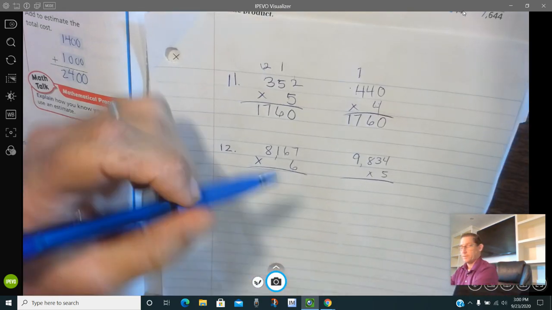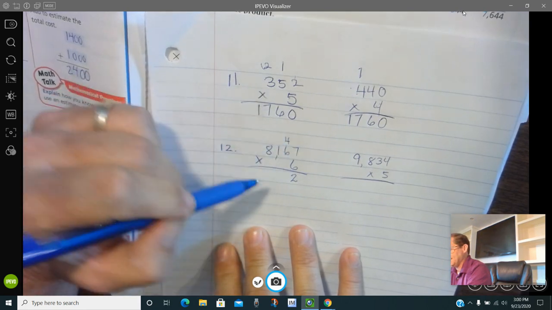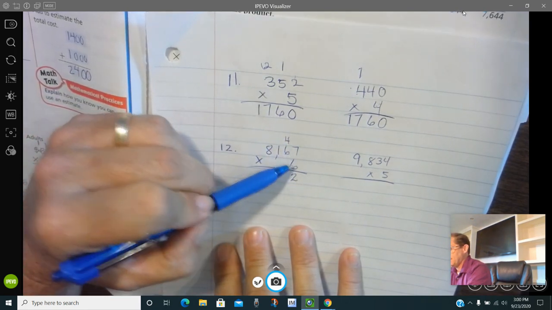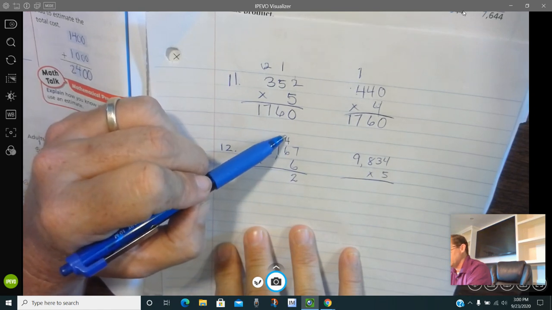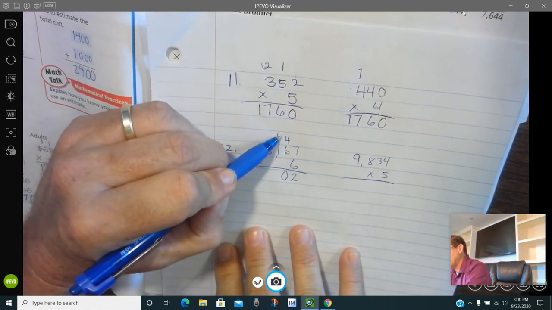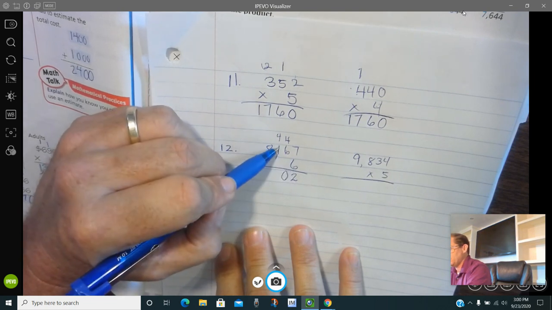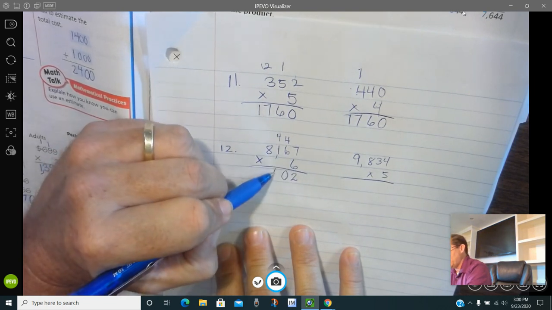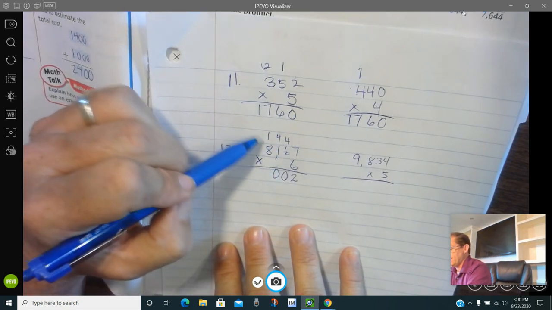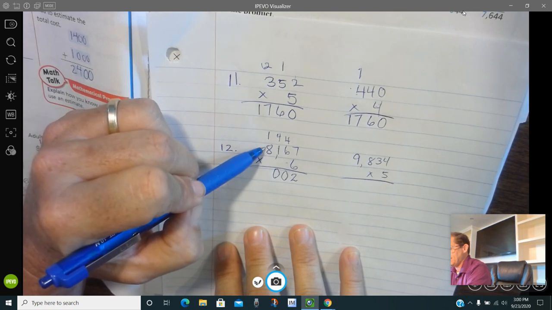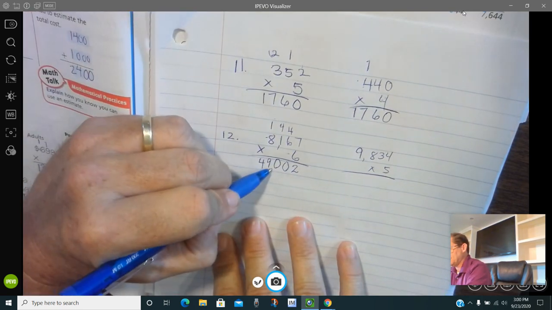Okay, so let's do our work. 7 times 6 is 42 ones. Regroup as 4 tens and 2 ones. 6 times 6 tens is 36 tens. Plus 4 more is 40 tens. 600. 6 times 100 is 600. Plus 4 more is 10 hundreds. Trade that for 1,000. 6 times 8,000 is 48,000 plus 1 more, 49,000.